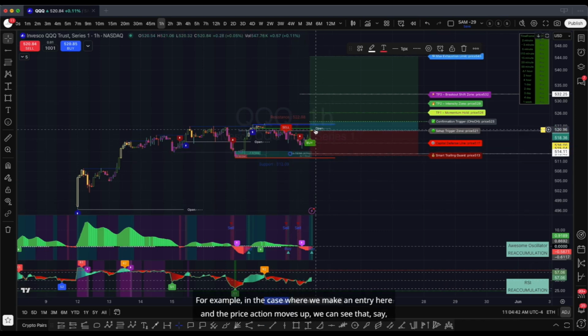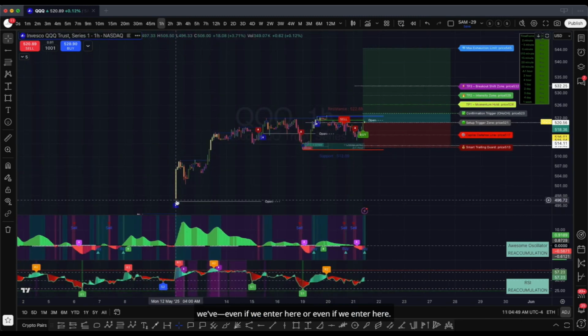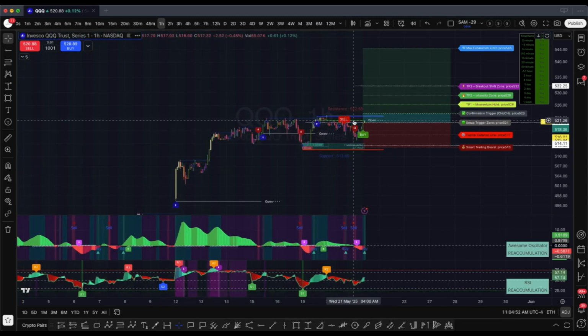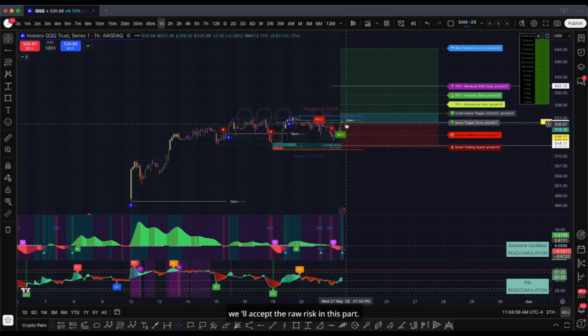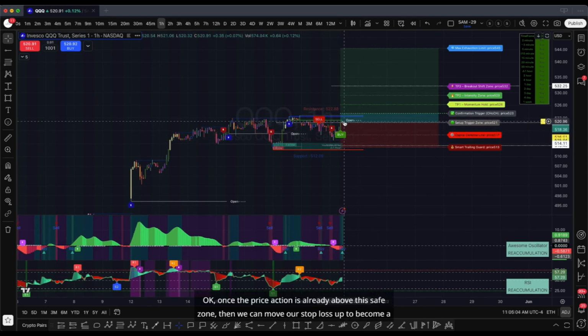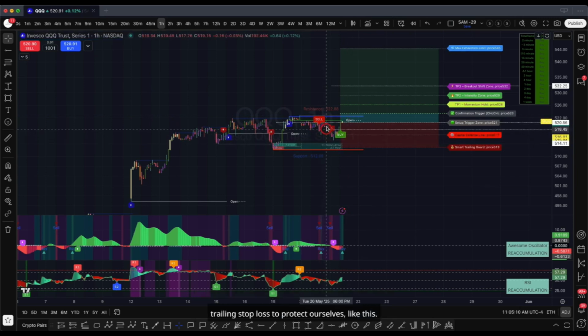For example, in the case where we make an entry here and the price action moves up, we can see that, say, even if we enter here, or even if we enter here, when our price action moves up and we're in profit, then during the time we've just started, we'll accept the raw risk in this part. Okay, once the price action is already above this safe zone, then we can move our stop loss up to become a trailing stop loss to protect ourselves, like this.